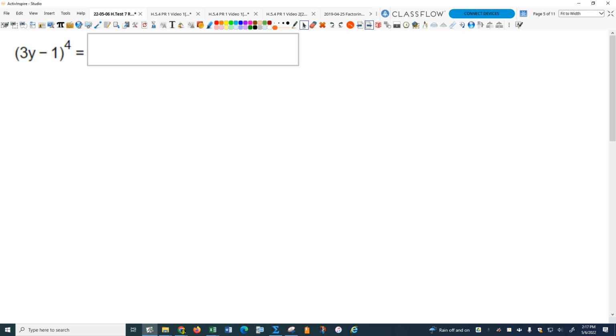Okay, so this guy, unless you have this pattern memorized, and really all you need are the coefficients. You guys remember the coefficients from row 4?